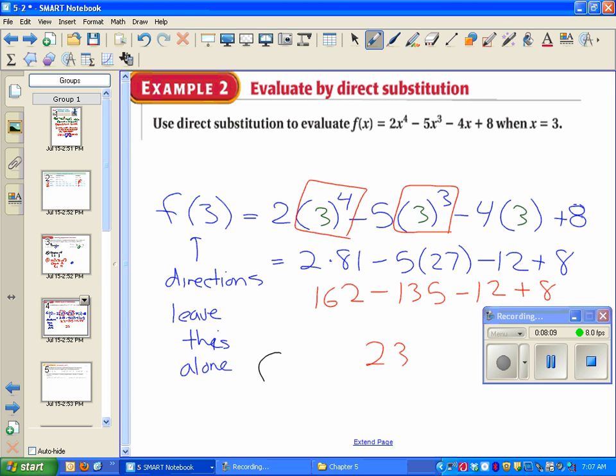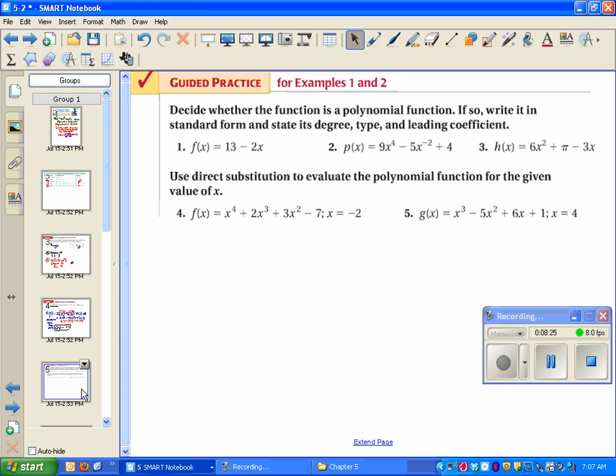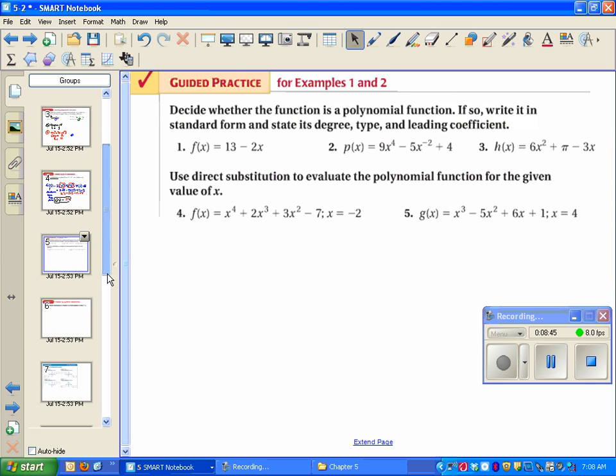So my directions say if I plugged in 3 for x, I would arrive at 23. And we are done. And we call that substitution. In Algebra 2, we call that direct substitution because we will learn synthetic substitution in a little bit. For your guided practice, 1, 2, and 3 are just like example 1. So one of those is not a polynomial. And then for number 4 and 5, just make sure you make parentheses and just take your time, order of operations. So exponents before you multiply.